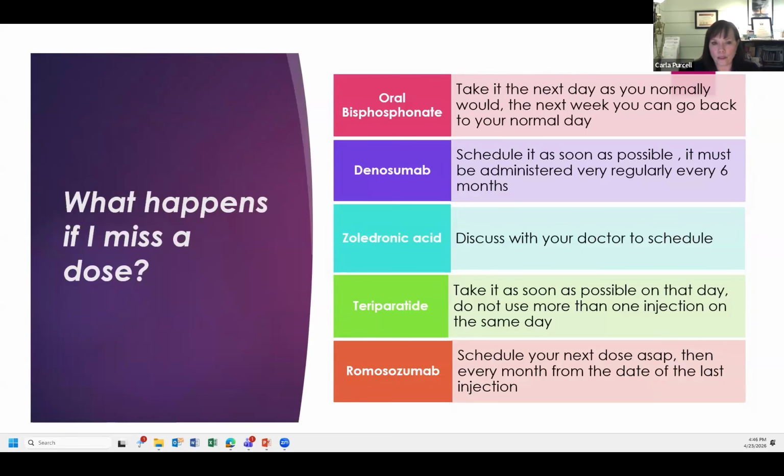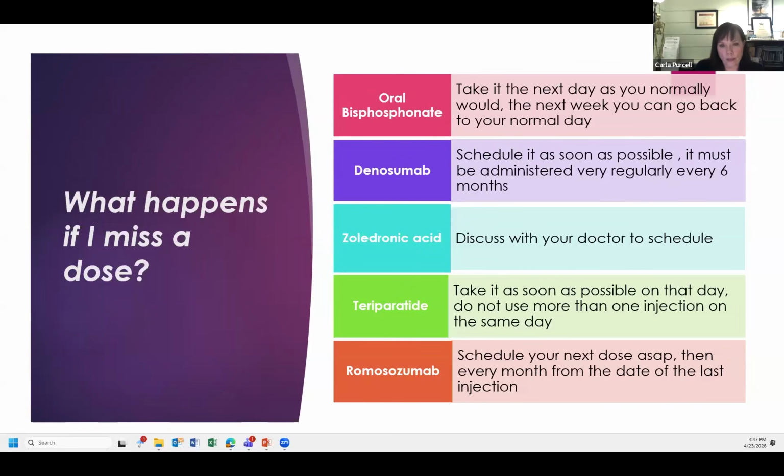So if you're taking the pills for your bones, you want to take it the next day. So if Saturday's your day, you forget, you get up, you have your coffee. Don't take it later in the day on Saturday. Take it Sunday, and then the next week you can go back to Saturday. It's more important to take it the right way.